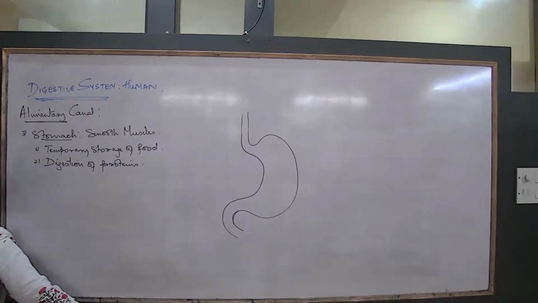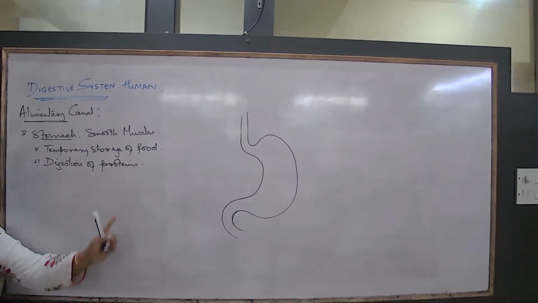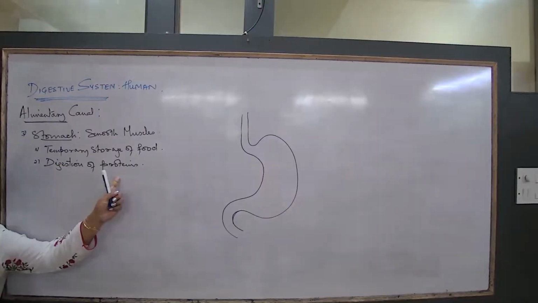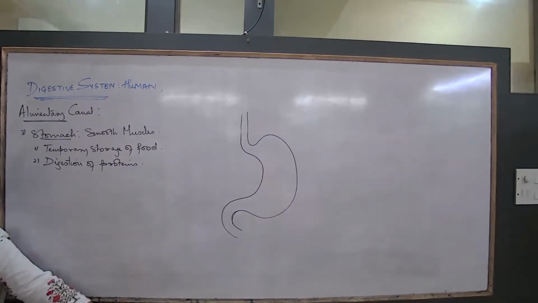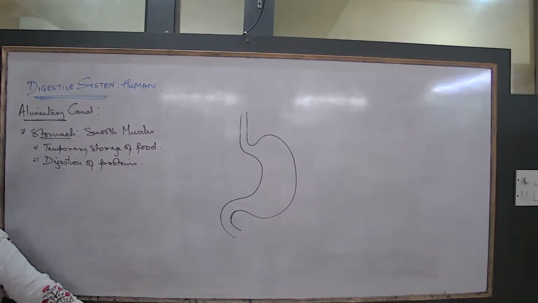Two major functions. What will you write? Temporary storage and number 2, digestion. Digestion of the food with the help of enzymes. Just now you had written down what enzymes are. Biocatalysts. What is the meaning? Breakdown of the complex food.